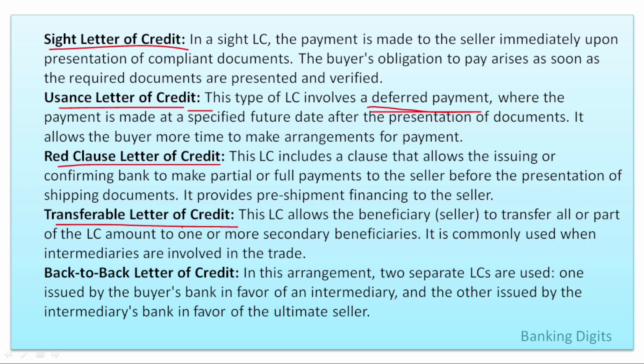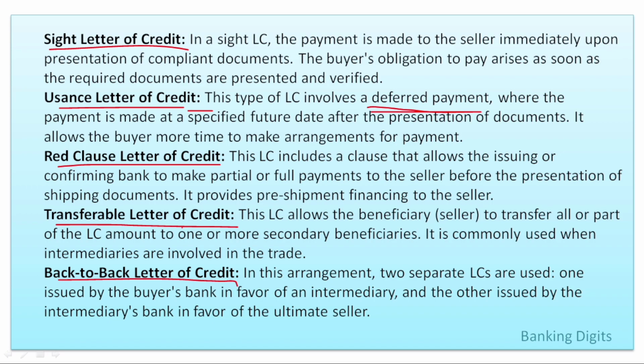Here, the trader is the original beneficiary of the LC and the second beneficiary is the actual manufacturer from where the trader buys the goods. Next is back to back letter of credit. In this arrangement, two separate LCs are used. One issued by the buyer's bank in favor of an intermediary and the other issued by the intermediary's bank in favor of the ultimate seller.